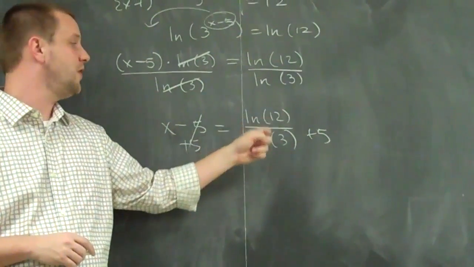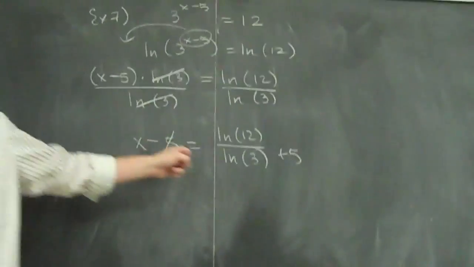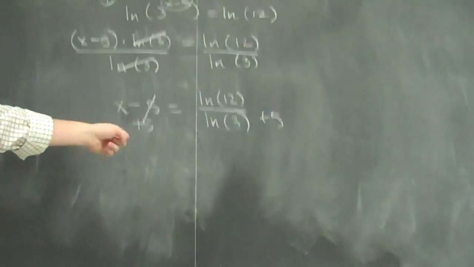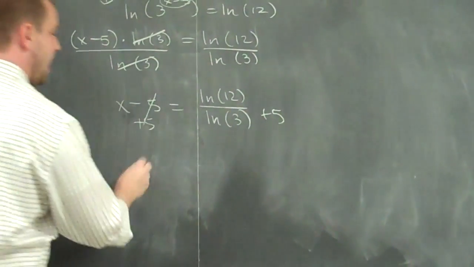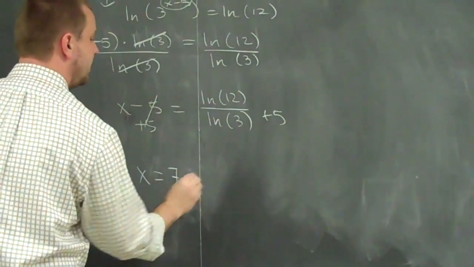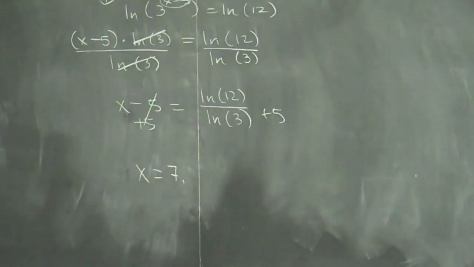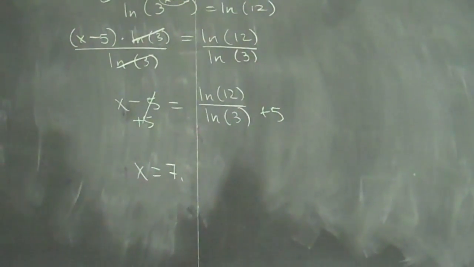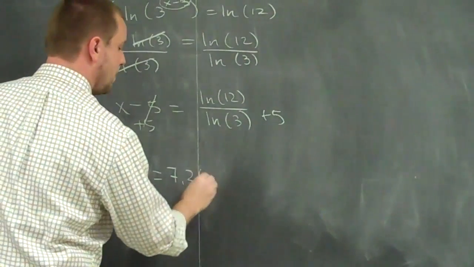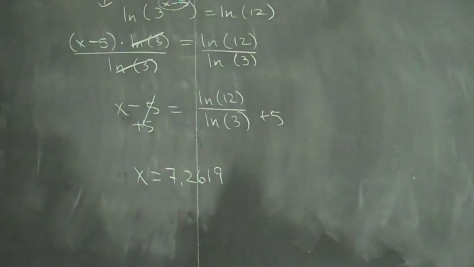I'm doing the natural log of 12 divided by the natural log of 3, that 2 point whatever, 2.2618 and so on. And I'm adding 5 to that. And I'm getting 7.2619, if I round to 4 decimal places.